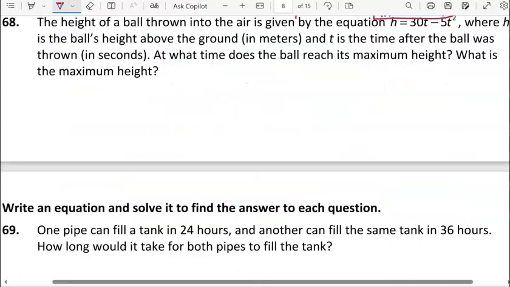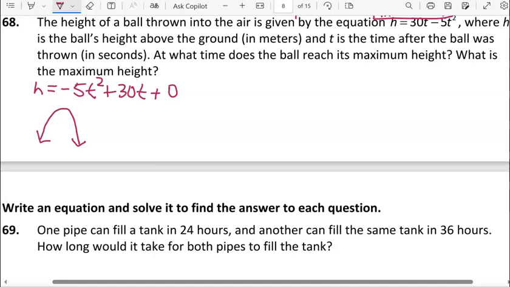In 68, the height of a ball thrown in the air is given by h equals 30t minus 5t squared, where h is the ball's height above the ground and t is the time after the ball was thrown. So I'm going to rewrite this in standard form. H is really kind of like our y in the standard form equation, and t is like our x. So h equals negative 5t squared plus 30t plus 0 when written in standard form, and c is explicitly given. And so the maximum height is going to be at the vertex of this parabola.